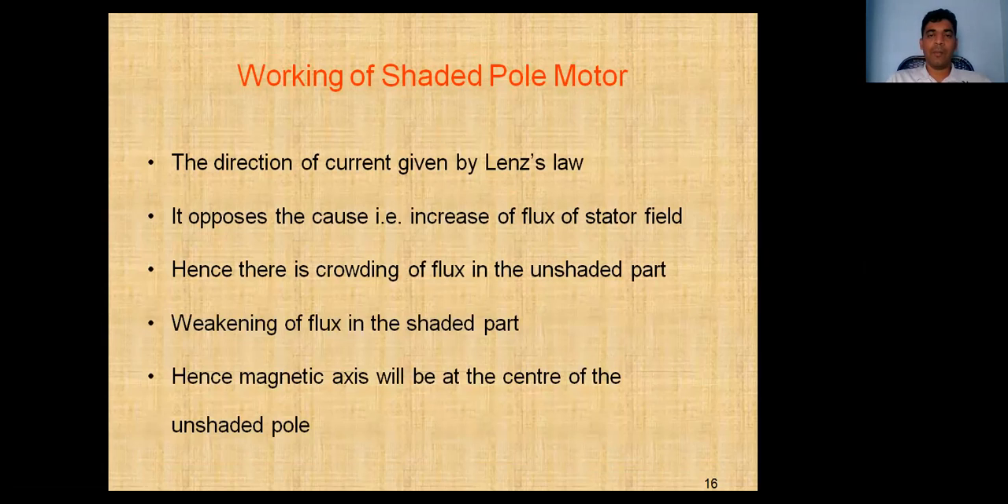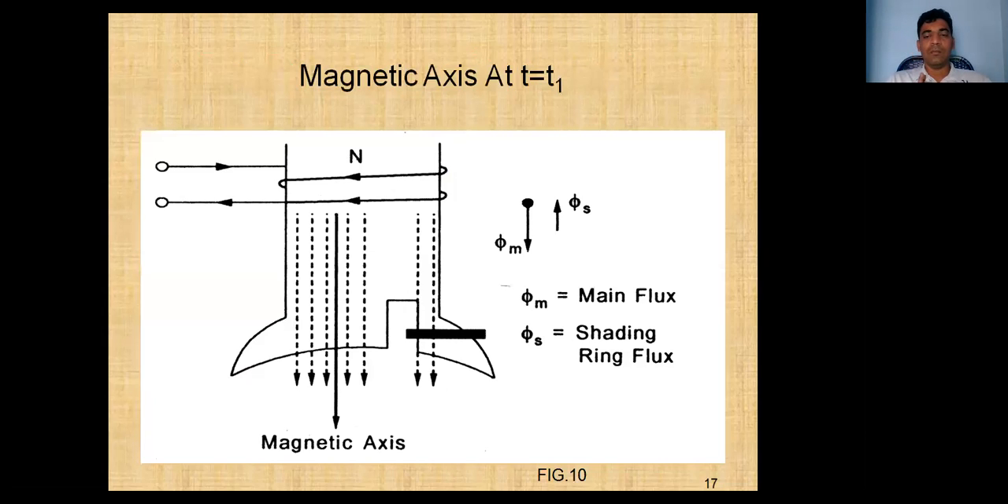The direction of current given by Lenz's law opposes the cause, that is, the increase of flux of the stator field. Hence, there is crowding of flux in the unshaded part and weakening of flux in the shaded part. Hence, the magnetic axis will be at the center of the unshaded pole. This is the magnetic axis at the time t equal to t1. So, here is the main flux. This is the shading ring flux, and the magnetic axis is at the center of the unshaded part.